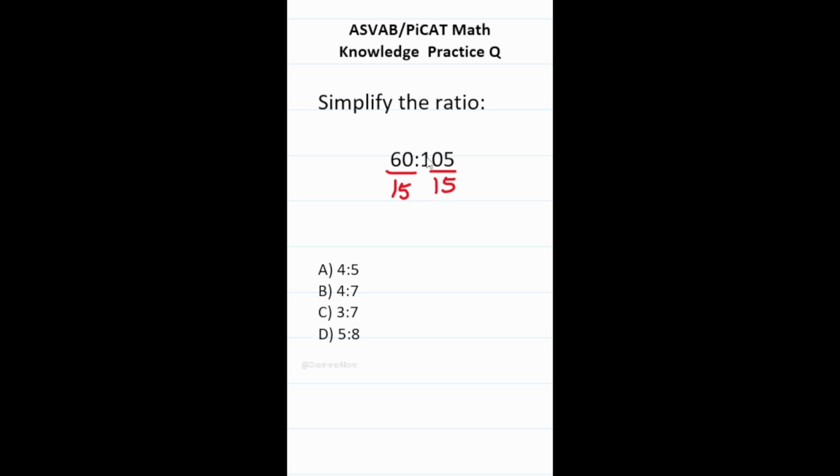In other words, we can reduce both of these by dividing them by 15. 60 divided by 15, well, that's 15, 30, 45, 60. That's 4. What about 105? Again, that's 15, 30, 45, 60, 75, 90, 105. So this ratio reduces to be 4 to 7.